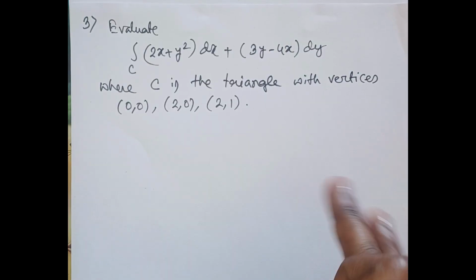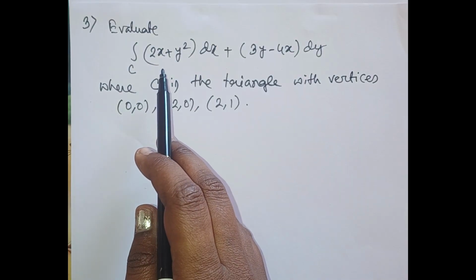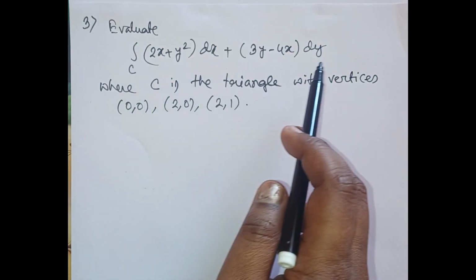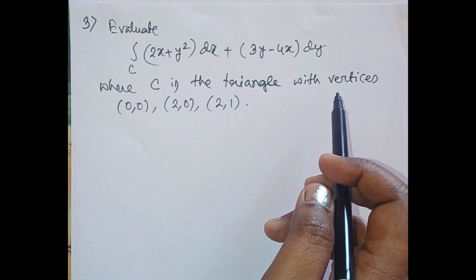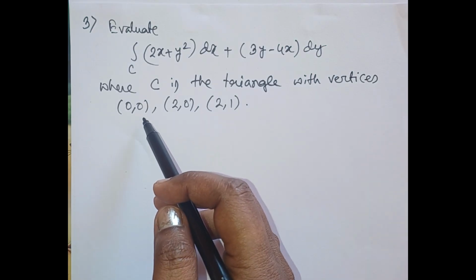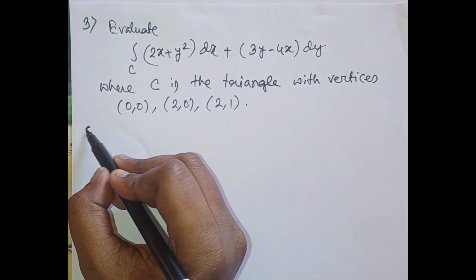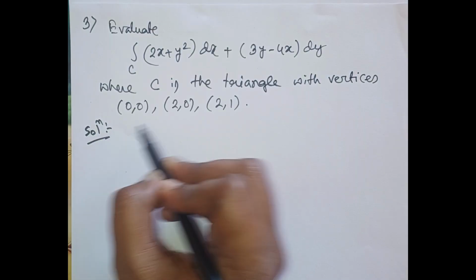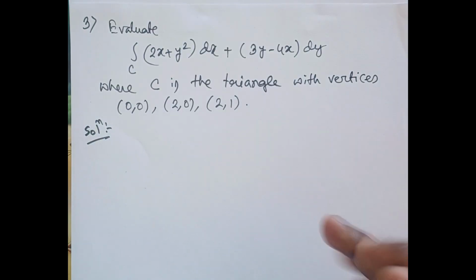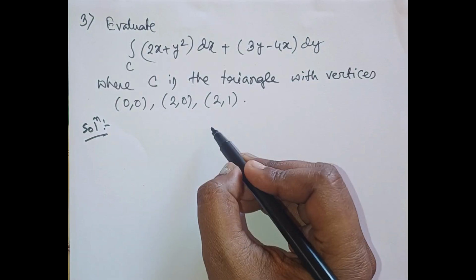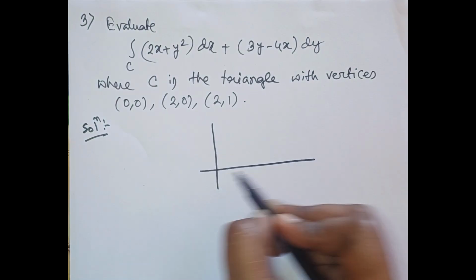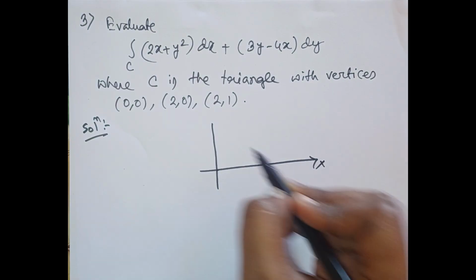Next, solve another question. Evaluate the integration over C, where C is the triangle with vertices (0, 0), (2, 0) and (2, 1). So let's start the solution. Here C is the curve which is a triangle. So let us draw it first. The first thing, we have to draw the curve.